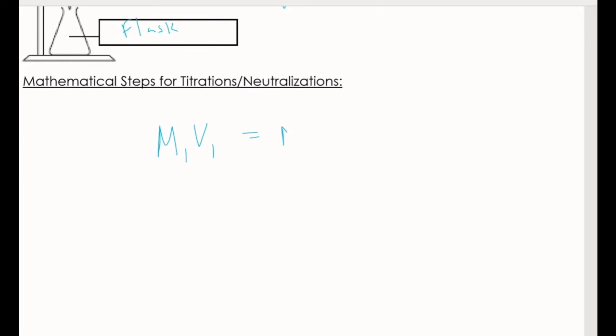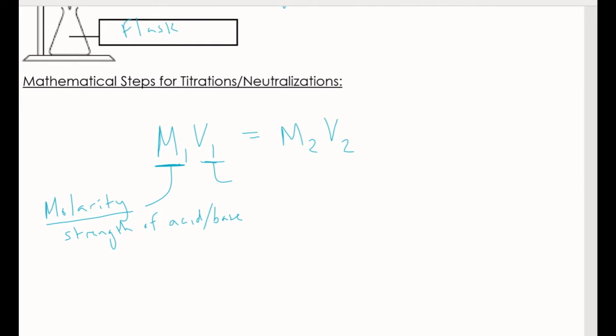So for the math of this, we're going to use M1V1 is equal to M2V2. M is the molarity, which is basically just the concentration of an acid or base. So it really tells you how strong of an acid or a base you have. It's also known as the concentration. And then V stands for volume.